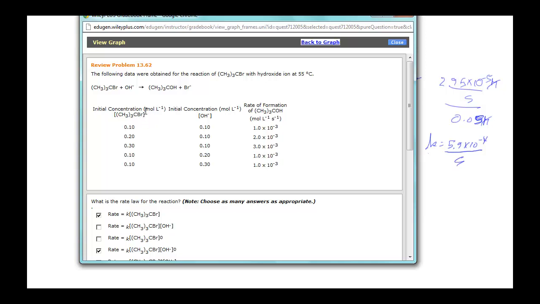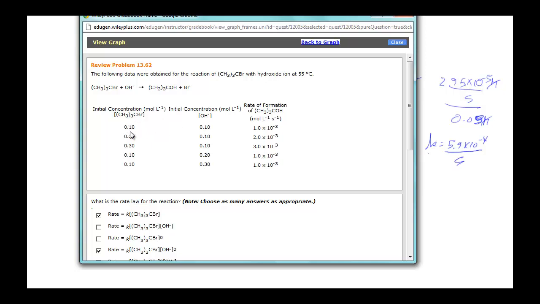Okay. So the following data were obtained for the reaction of (CH3)3CBr with hydroxide ion at 55 degrees Celsius. They give us the initial concentrations of (CH3)3CBr, the initial concentration of OH minus, and then the rates. So let's just look at this and see.